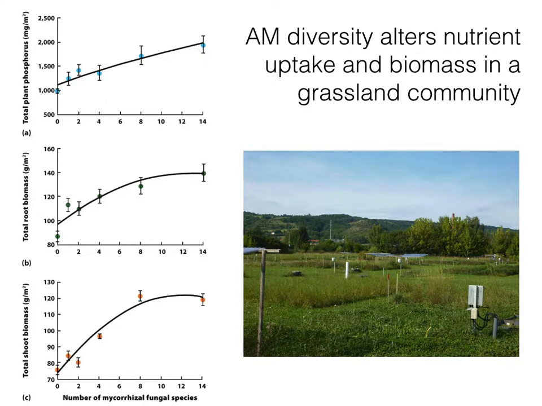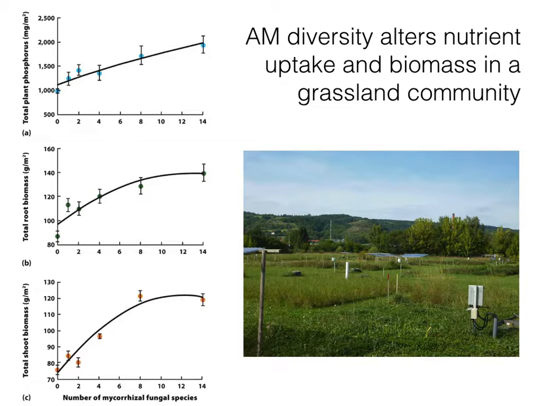We also know that arbuscular mycorrhizal diversity can alter the nutrient uptake and also biomass in a grassland community. So researchers working with arbuscular mycorrhizal fungi have investigated how, in this case, a grassland ecosystem of 15 different species of plants would respond to different numbers of fungal species in the soil. When they looked at the total amount of phosphorus that the plants took up from the soil, they found that plants living in soils that contained more fungal species took up a greater amount of phosphorus. And this is shown in panel A.